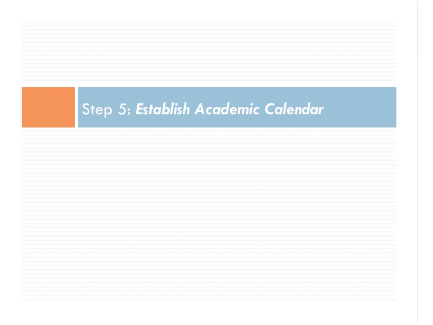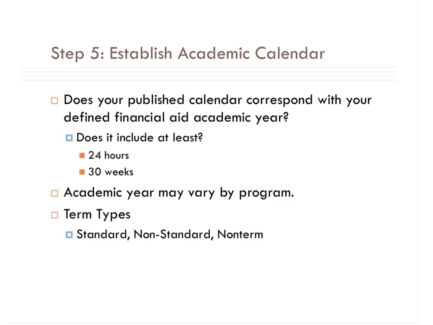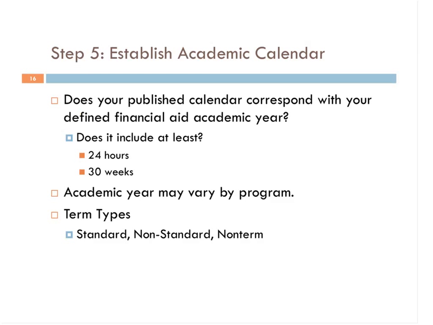Step 5, establishing academic calendars. I'm going to talk a little bit about terminology here. We sometimes get confused when we're talking about a school's published calendar versus their academic calendar or the academic year that they would use for awarding financial aid.